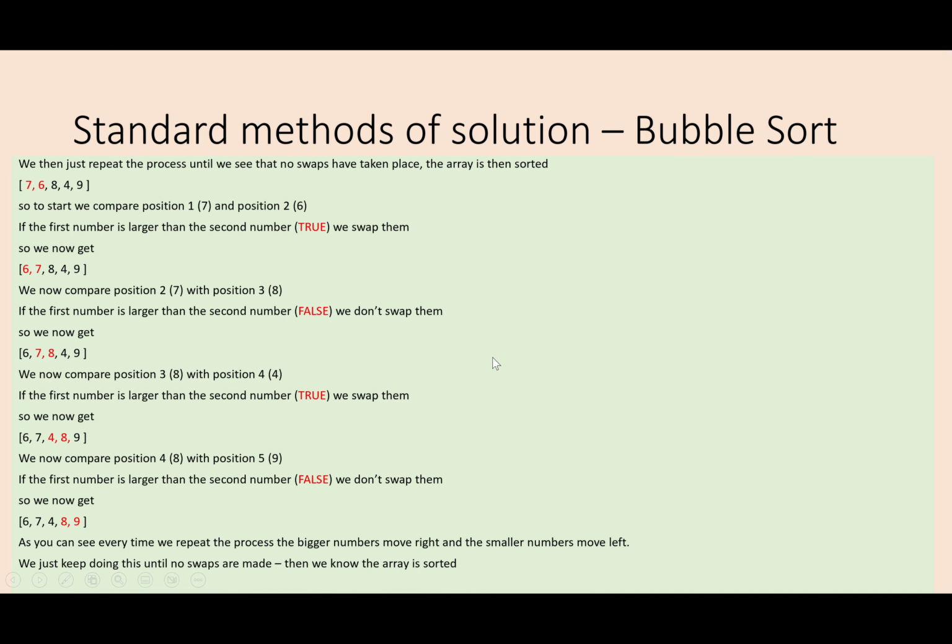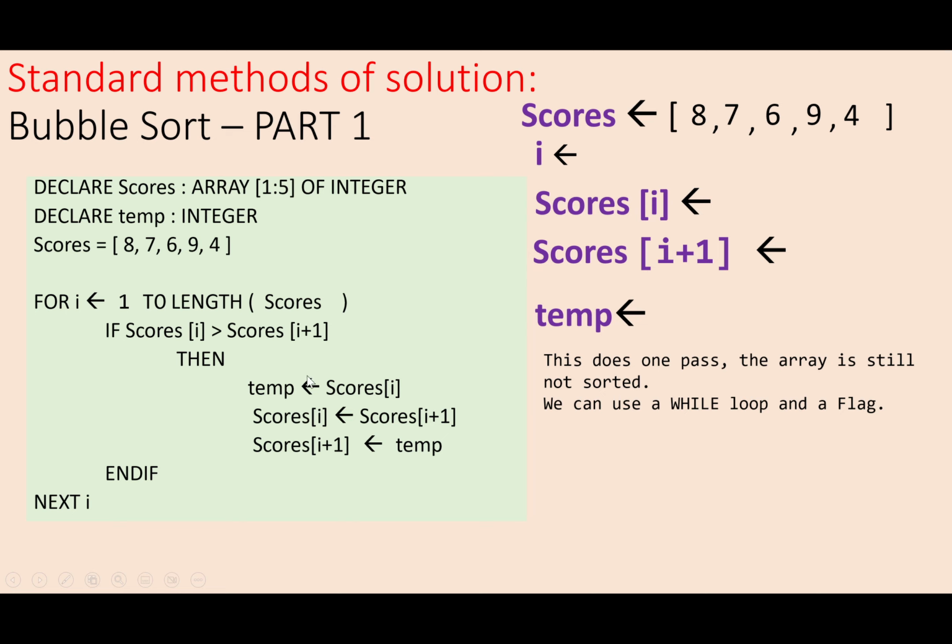It's really important. This is the actual pseudocode, so we can have a quick look at that. So we've got our array, we've got our loop. It's going to loop over the array, and we're comparing scores I with scores I plus 1. So that's the first position with position 2. And then the next time around, when I is 2, it'll be position 2, position 3. That's exactly what we were doing before. So I is going to be 1, scores I is 8, scores I plus 1 is 7. So that's the first two elements.